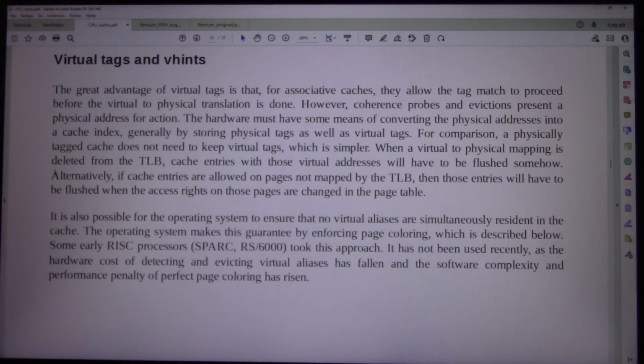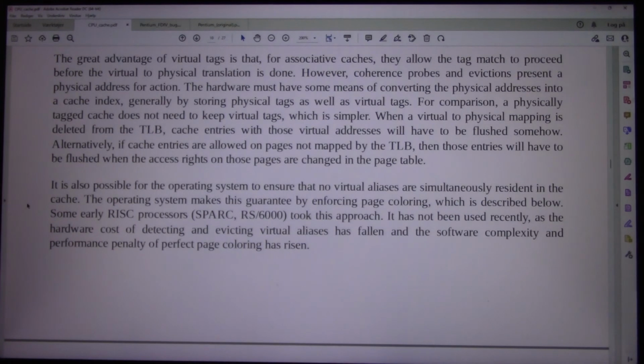When a virtual to physical mapping is deleted from the TLB, cache entries with those virtual addresses will have to be flushed somehow. Alternatively, if cache entries are allowed on pages not mapped by the TLB, then those entries will have to be flushed when the access rights on those pages are changed in the page table. It is also possible for the operating system to ensure that no virtual aliases are simultaneously resident in the cache. The operating system makes this guarantee by enforcing page coloring, which is described below.